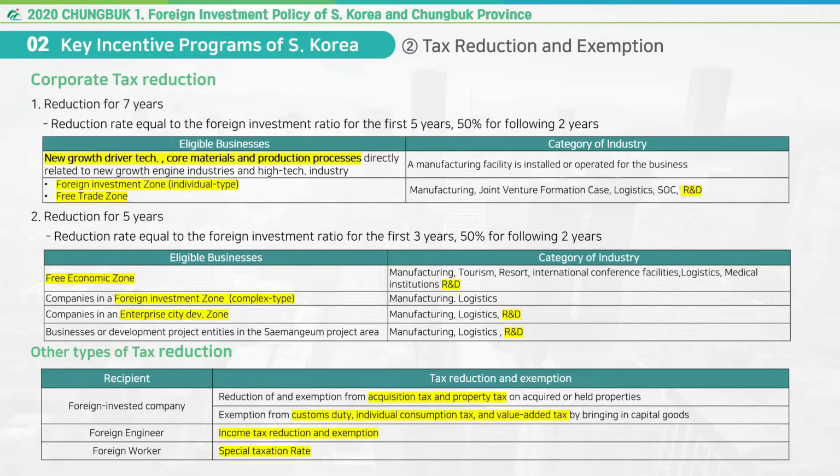location. The second is a 5-year reduction program, of which the tax is exempted by 100% for the first 3 years and reduced by 50% for the following 2 years. Special zones designated by the government to be eligible for tax reduction include Foreign Investment Zone, Free Trade Zone, Enterprise City Development Zone. There are various tax reduction programs such as income tax reduction and exemption for foreign engineers.